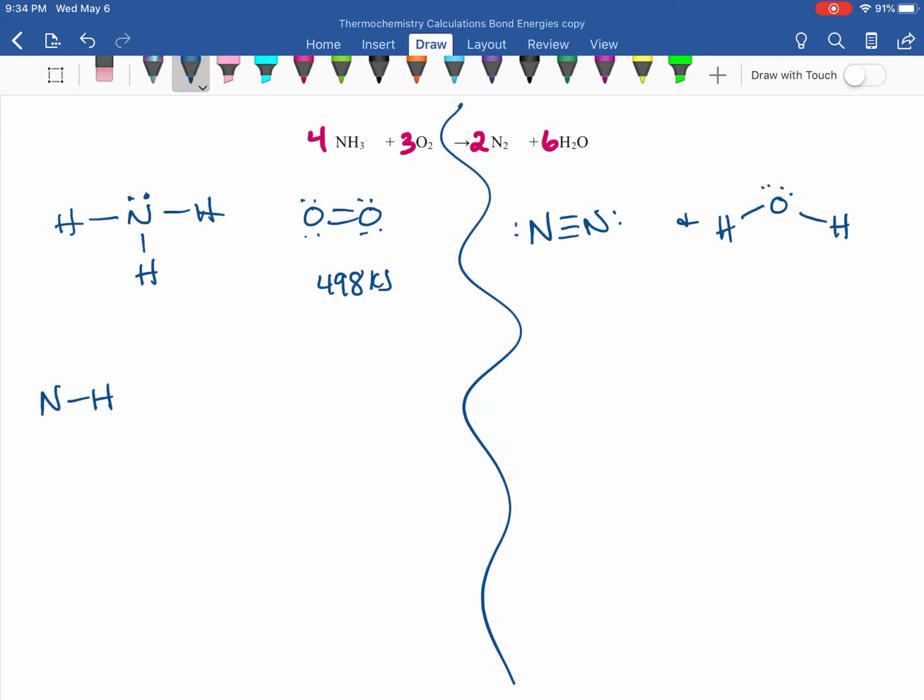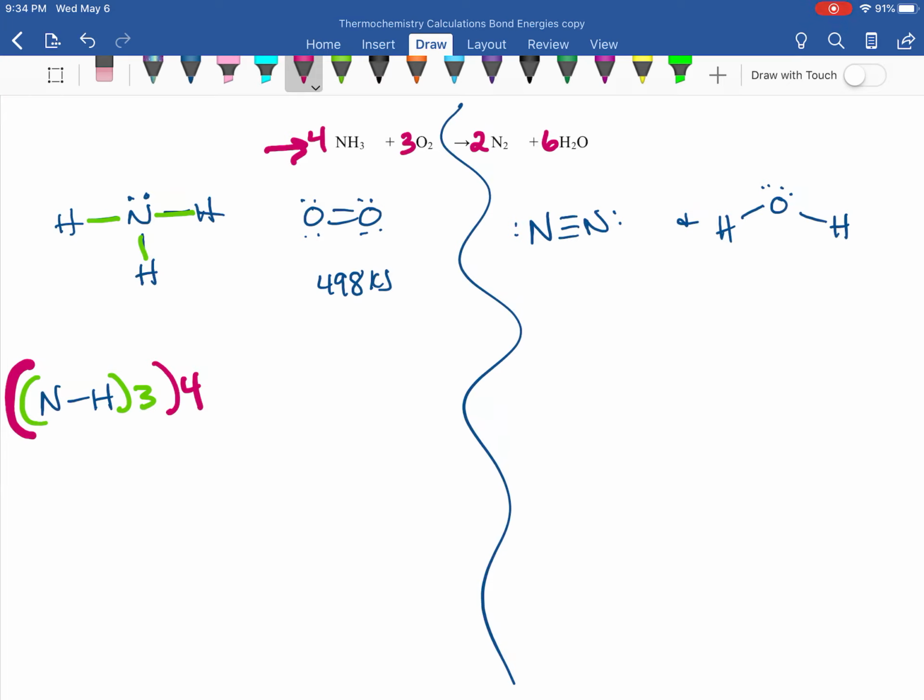We have a nitrogen-hydrogen bond. All right, I'm going to color code. So we have 3 within our molecule: 1, 2, 3. And then we have 4 of them in our moles.